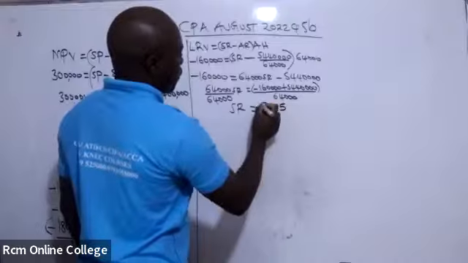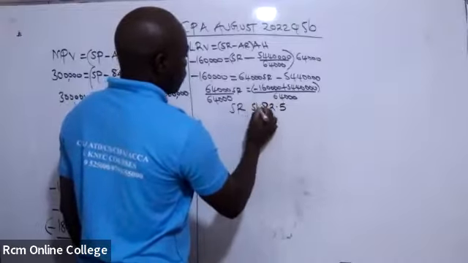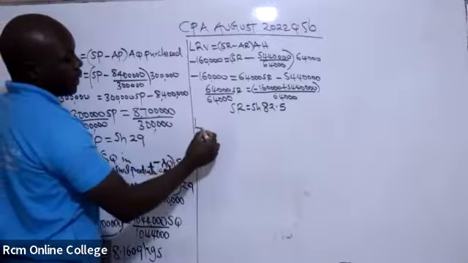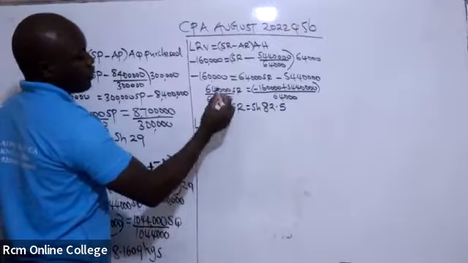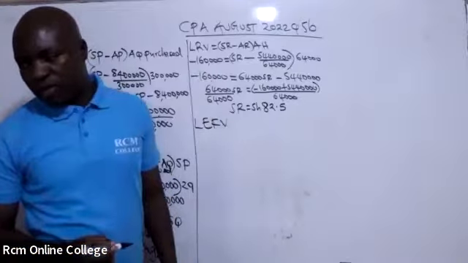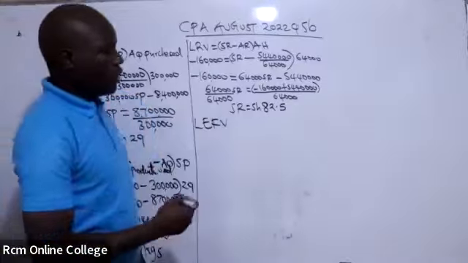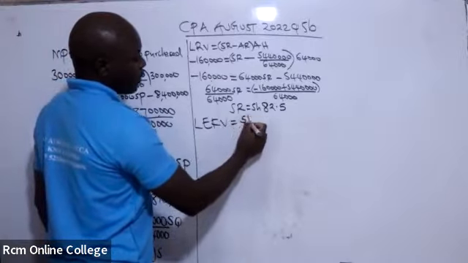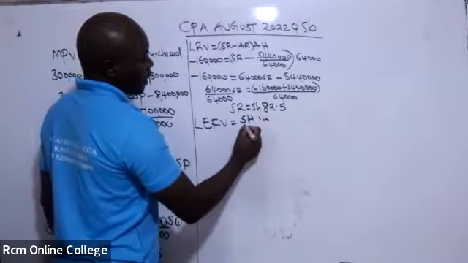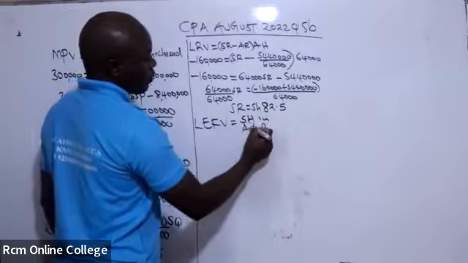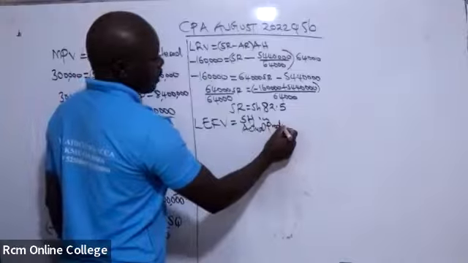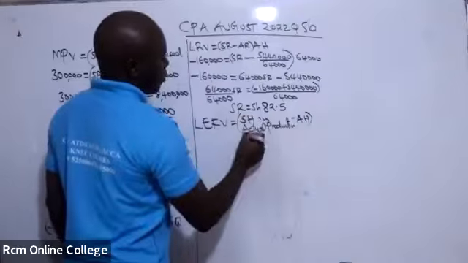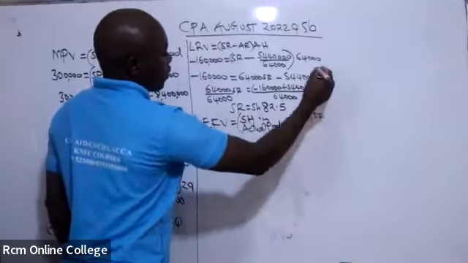82.5. So that is shillings. Everybody is given in shillings. Very important. The next thing is labor efficiency variance. Labor efficiency variance is equal to standard hours in actual production minus actual hours, multiplied by the standard labor rate.